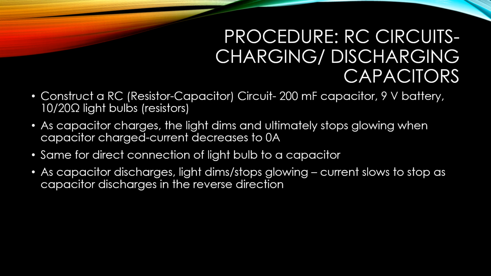For the RC circuits, charging and discharging capacitors, construct an RC circuit with a 200 mF capacitor, a 9 V battery, and 10 to 20 ohm light bulbs. As the capacitor charges, the light dims and ultimately stops glowing when the capacitor is charged. Current decreases to 0, and the same for a direct connection of a light bulb to a capacitor. As the capacitor discharges, the light dims and stops glowing. Current slows to a stop as the capacitor discharges in the reverse direction.